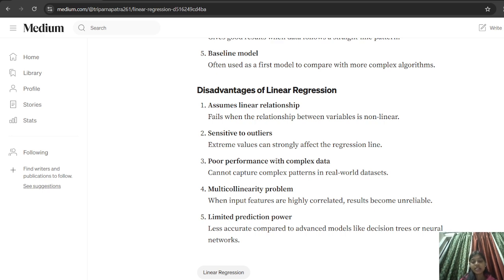Linear regression basically works with simple data. When complex data comes into action, it shows poor performance and limited prediction power. The prediction power for linear regression is very low. So that's all for this video.